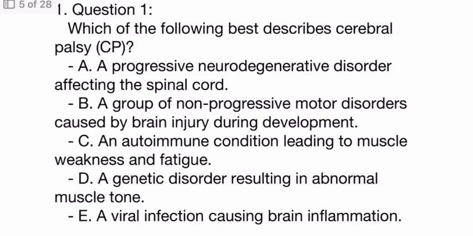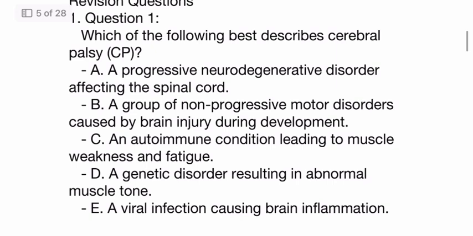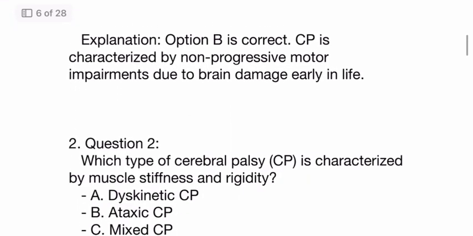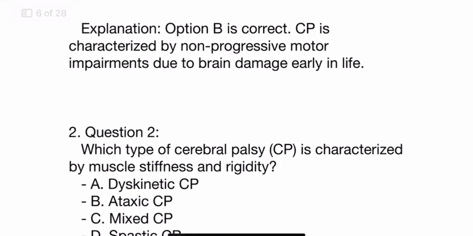When you look at C, it's not an autoimmune condition. So the one that gives an accurate picture here is B, a group of non-progressive motor disorders caused by brain injury during development. So three crucial parts. They're non-progressive disorders, and these disorders will be motor in nature, and they will be as a result of brain injury that happens during development. So B is correct. Okay.